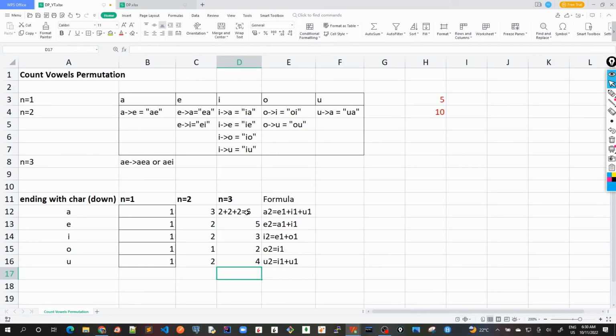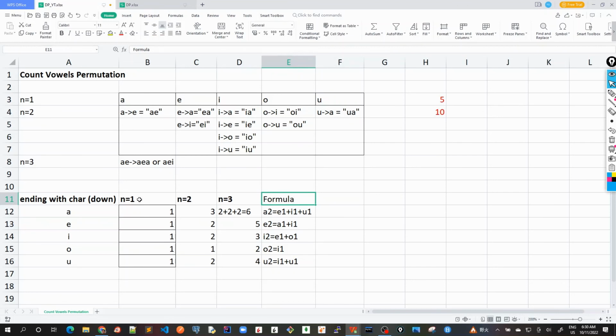And if you just calculate all this, the total sum would be 14. So this would be our final answer for n equal to 3. I think it should be more than 14. I think the formula is not coming out correct. Anyway, you got this just right.